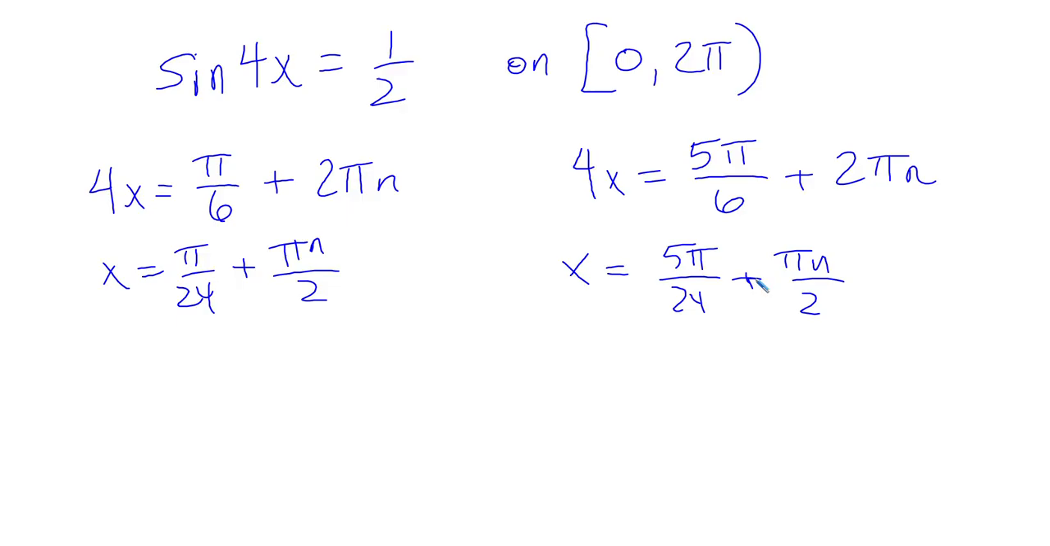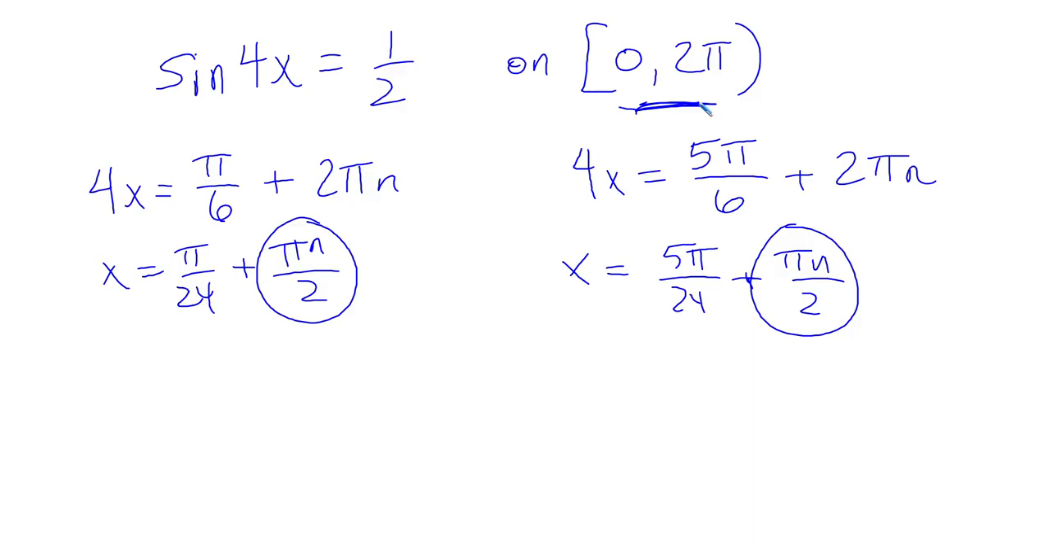And so now all we have to do is evaluate this for values of n, where n is any integer. Since we're looking at the interval from 0 to 2 pi, we can plug in 0 for n, 1, 2, 3 for n. But once we plug in 4 for n, this term becomes 2 pi, and then we have something plus 2 pi, so we're going to be outside of our interval.